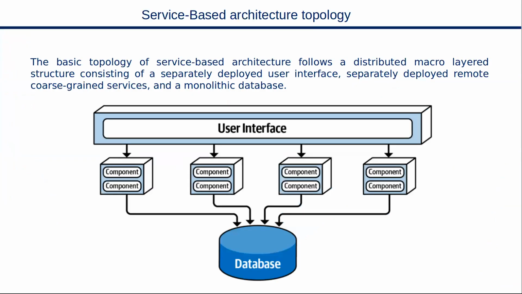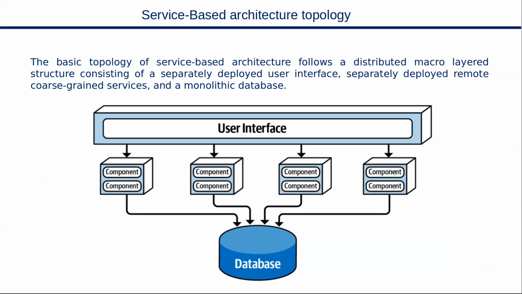What is the topology? The basic topology of service-based architecture follows a distributed macro-layered structure, consisting of a separately deployed user interface, separately deployed remote services, and a monolithic database. So one more time: separately deployed services, a separately deployed user interface, and a monolithic, not distributed, database. This is the basic topology of the service-based architecture style.